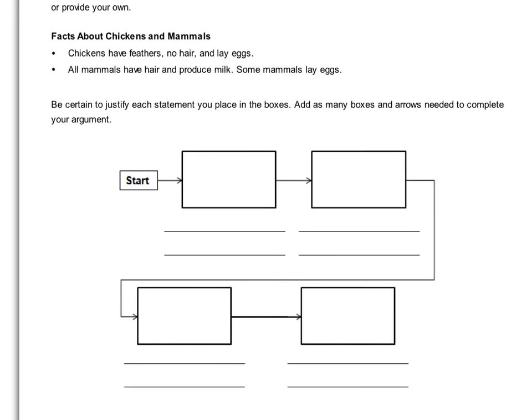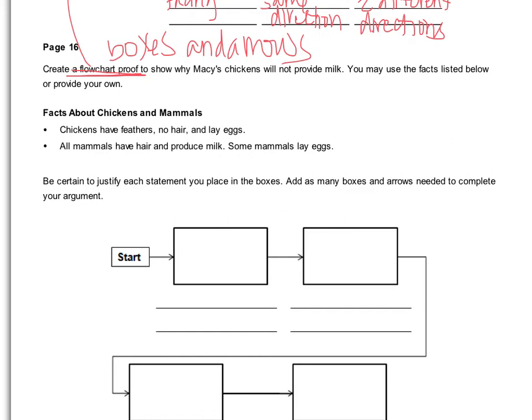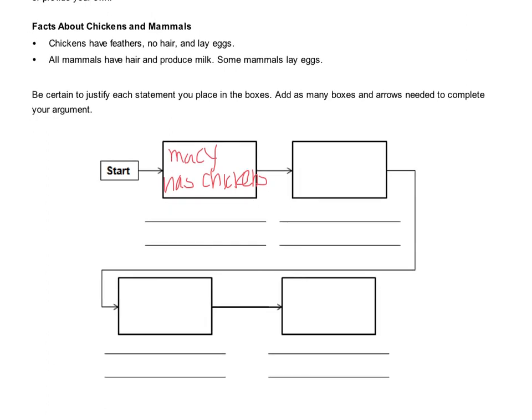So if we wanted to prove that chickens will not provide milk, well, we've been given some statements. We know that chickens have feathers, no hair, and lay eggs. All mammals have hair and produce milk. And then we know that some mammals lay eggs. So in the first box, we've got to start with what we know. We know that Macy has chickens. And in the last box, we always end with what we're trying to prove. We're trying to prove that they're not going to give us milk. So chickens equals no milk.